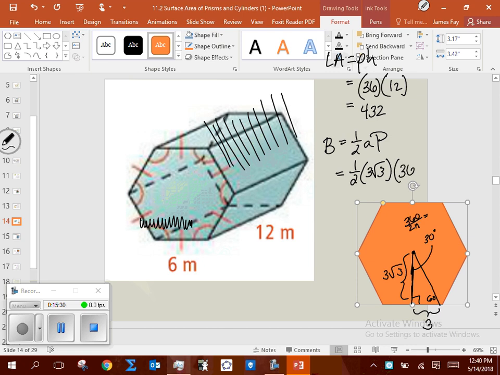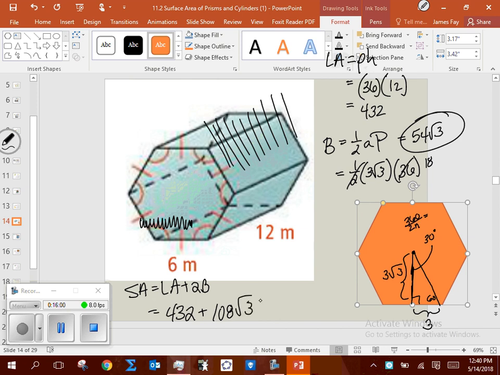Perimeter is 36. Half of 36 becomes 18. What's 18 times 3? 54. So we have 54 radical 3 to be capital B. So when I find surface area, it's LA plus 2B's. So LA is 432. 2B's would be 108 radical 3. Great. And that's going to be meters squared. Can I add the 432 and the 108 and get 540?